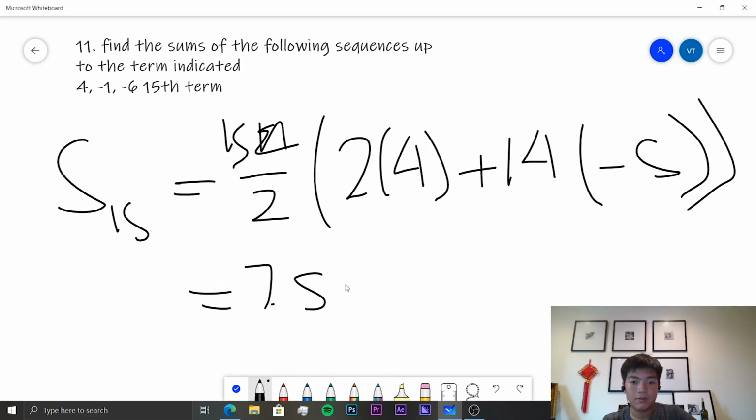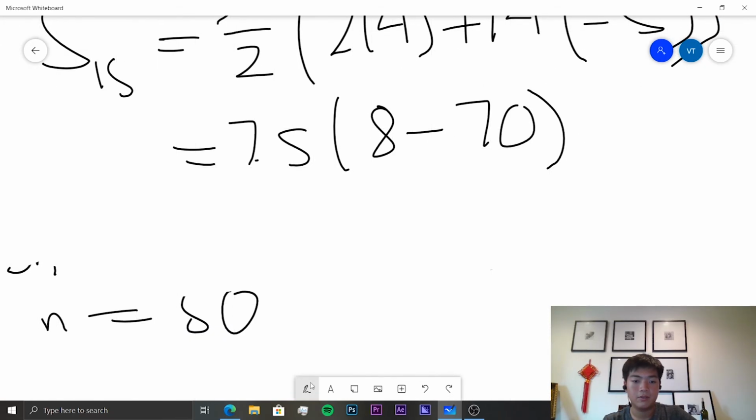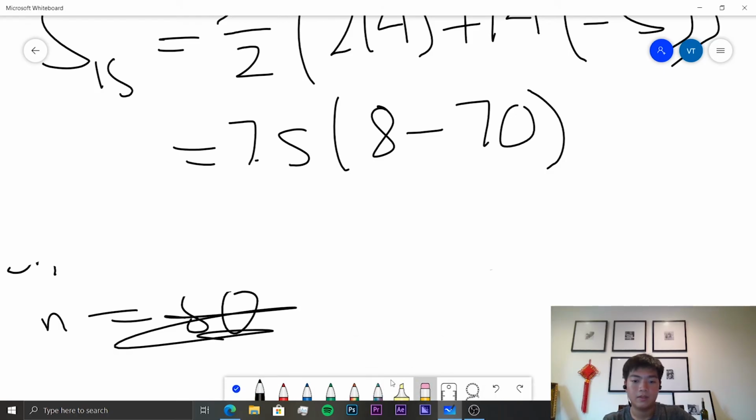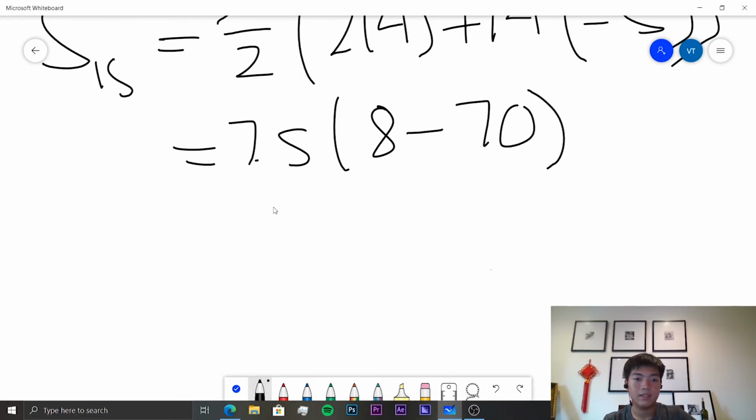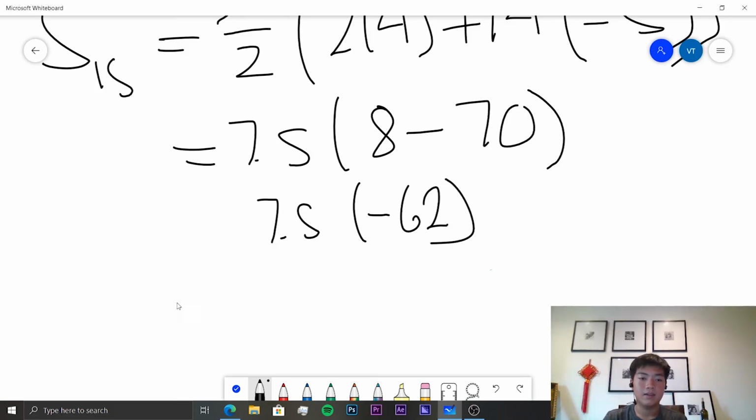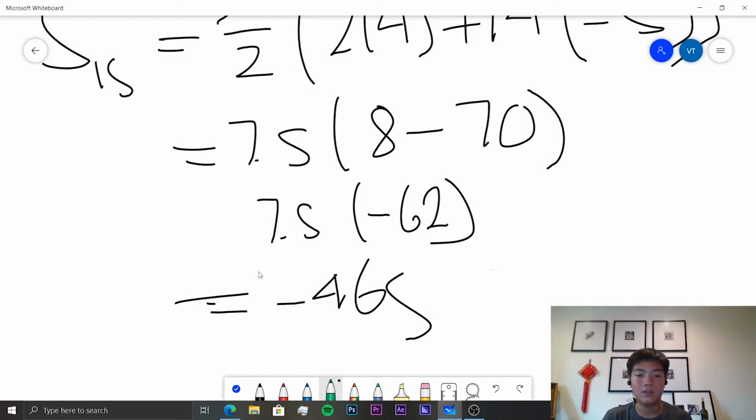So this is equal to 7.5 times 8 minus 70, which is equal to 7.5 times -62, and we'll pull the calculator out for this one. 7.5 times 62, it's negative 465. So that will be the answer for the first problem.